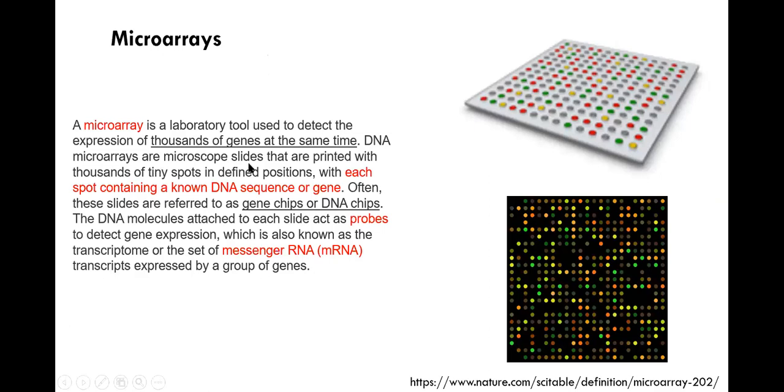DNA microarrays are microscope slides that are printed with thousands of spots of DNA. You see that it's a chip. Different spots of DNA are spotted on that chip as the DNA probes, and each DNA codes for a gene. These gene chips or DNA chips are used for probing specific transcript levels, by attaching to the specific complementary mRNAs present in the system.